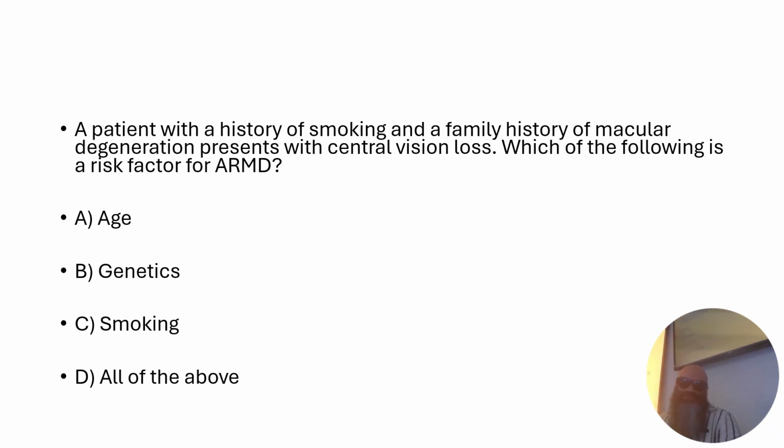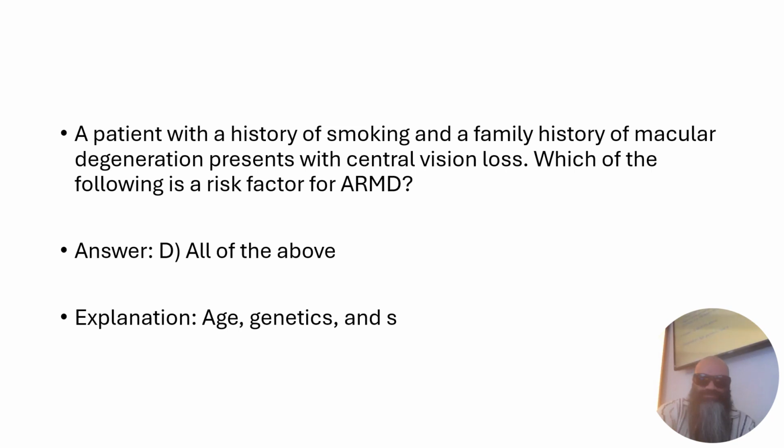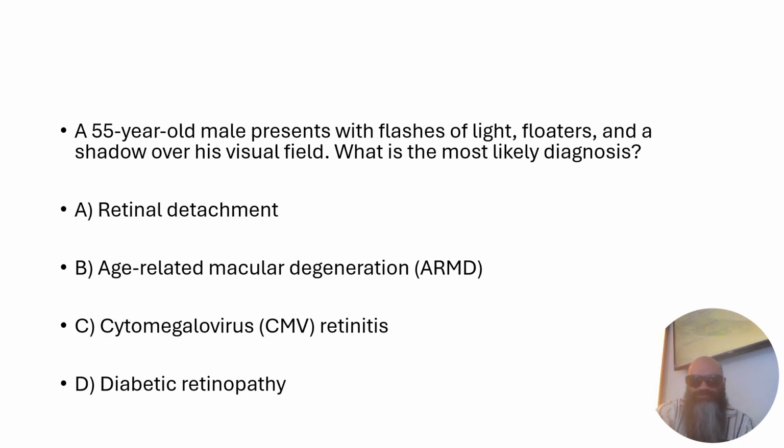All right, so. Yes. History of smoking, history of macular degeneration, central vision loss. D. All the above? Strong work. Flashes of light, floaters. She's over 50, or he's over 50, sorry. Shadow over visual field. A. Okay, let's see what happens.